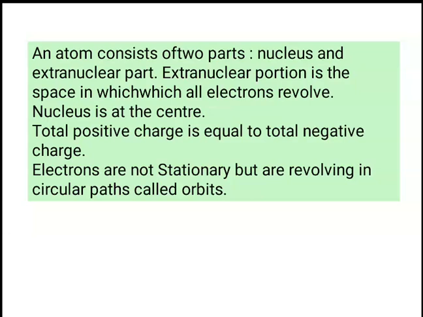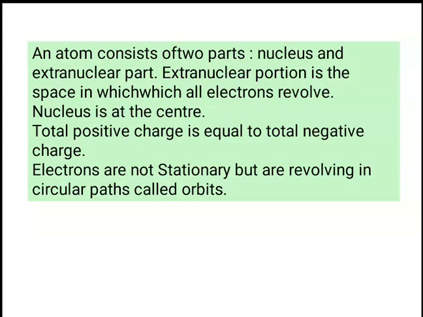The positive charge of the nucleus is due to protons. Now since atoms differ in the number of protons, the magnitude of the positive charge on the nucleus differs from atom to atom. The total positive charge on the nucleus is equal to the total negative charge on the electrons. Hence an atom is neutral and is quite stable. Number 4, the extranuclear portion is the space around the nucleus in which all the electrons are present.